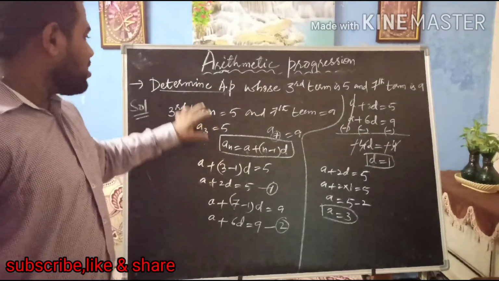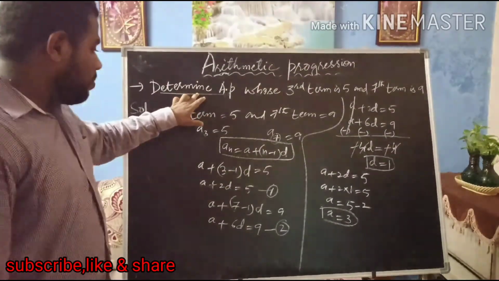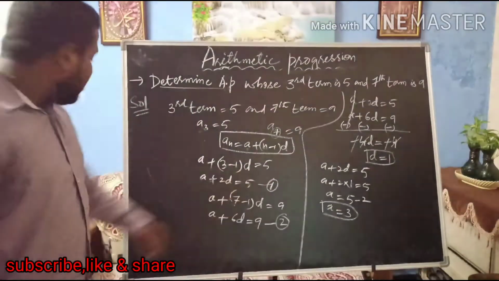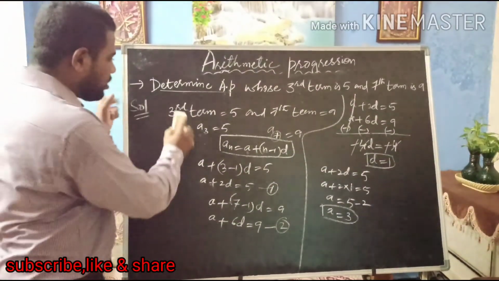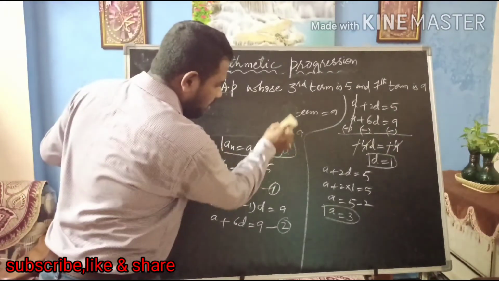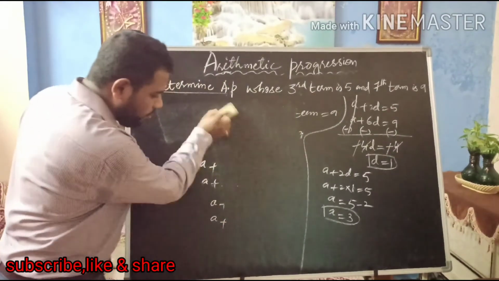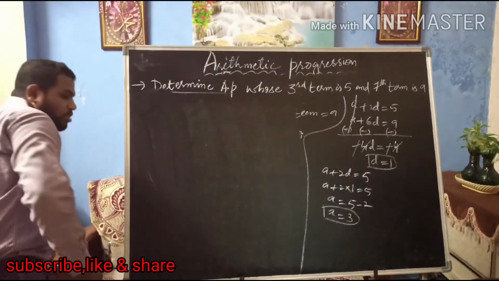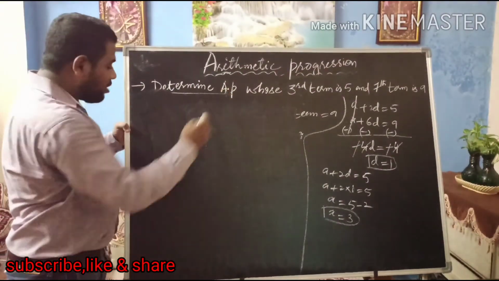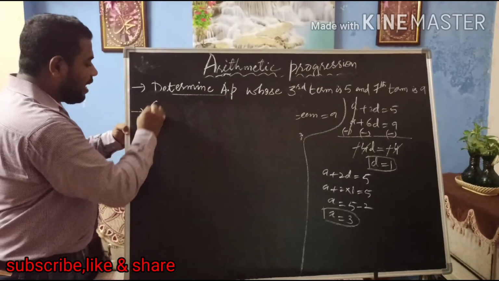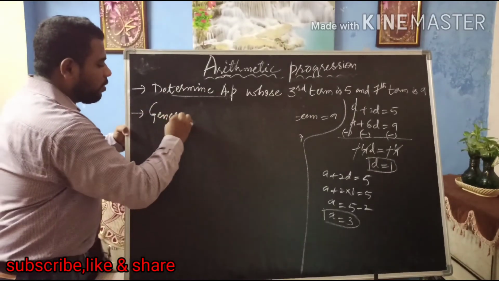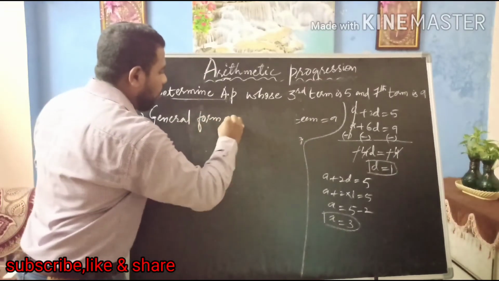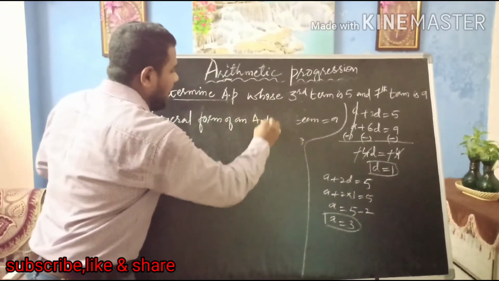But what is our task? Our task is to find the AP series here. So I'm just going to erase some part from the board in order to write the AP series here. Okay, hope there will be no problem for you. See, what we want is the AP series. So I'm just going to write the general form of it, the general form of an arithmetic progression.